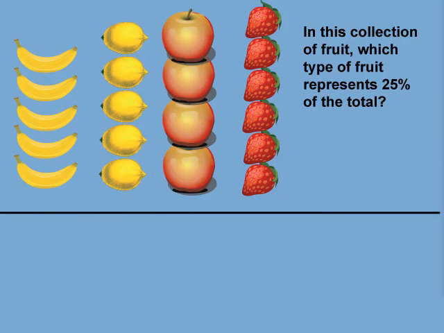In this collection of fruit, which type of fruit represents 25% of the total? In this example, we're given the percent and we want to find the fractional amount. There are a total of 20 pieces of fruit. We could set up a proportion to find the number of fruit that make up 25%. This is what the proportion would look like. But let's use an area model.